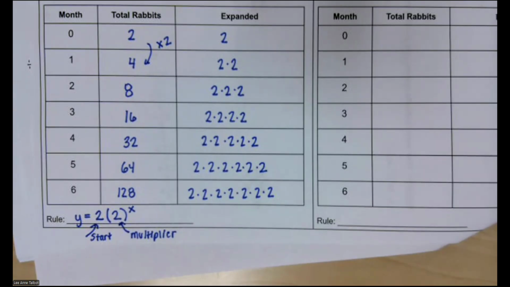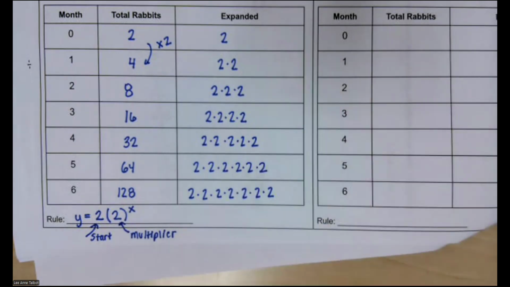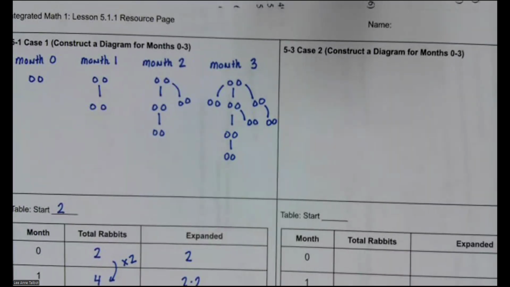Everybody good with that? Okay, so what we're going to do now is in the diagrams, we're just going to draw month 0 and month 1 because we kind of get the idea. All we have to do is draw 2 of them just to make sense to ourselves, and then we can start to use the math to make it go faster. Okay, so now move over to where it says case 2.